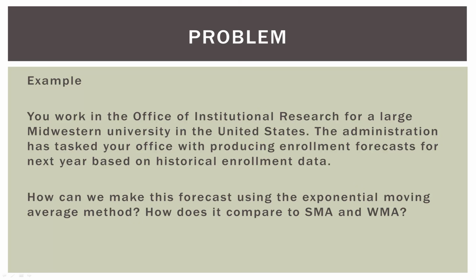In this video, we still have the same problem: you're working in the Office of Institutional Research for a large Midwestern university here in the U.S. The administration has tasked your office with producing enrollment forecasts for next year based on historical enrollment data. Now the questions are, how can we make this forecast using the exponential moving average method? And how does this method compare to the simple moving average and the weighted moving average?